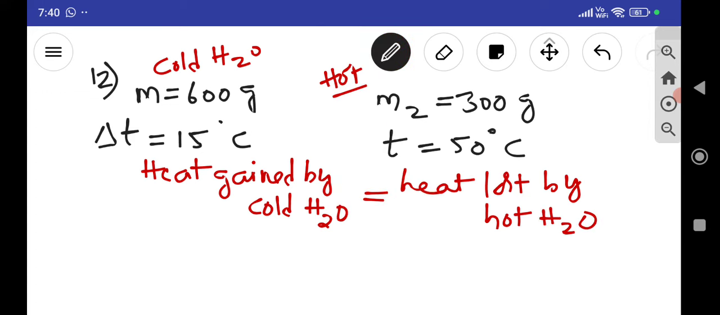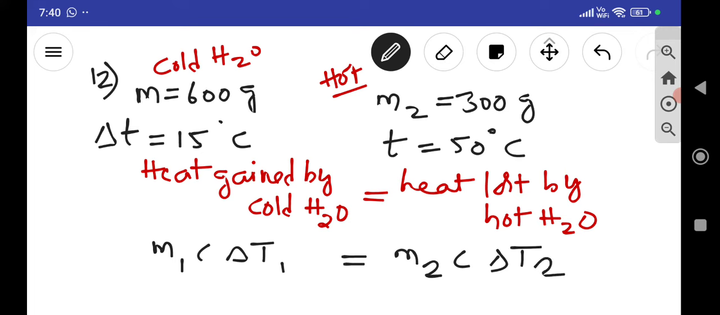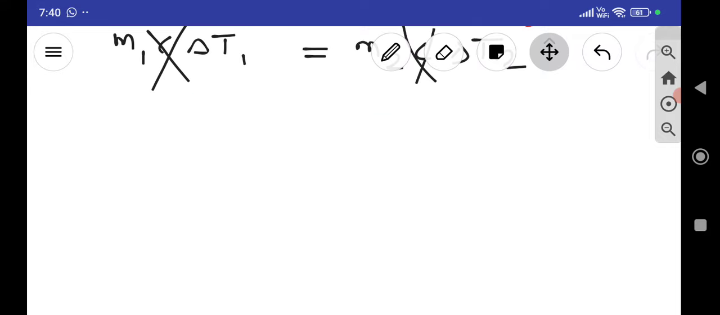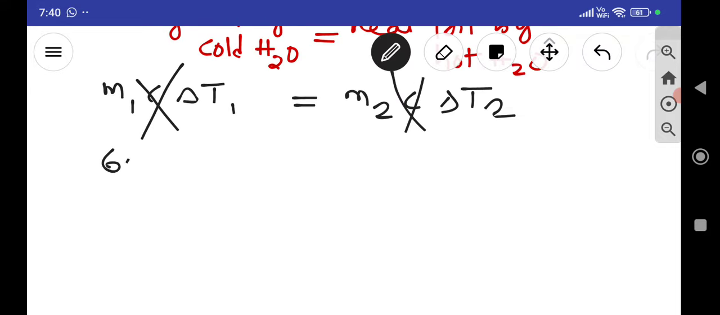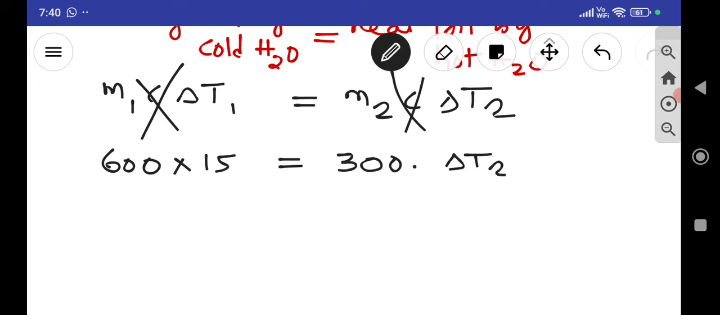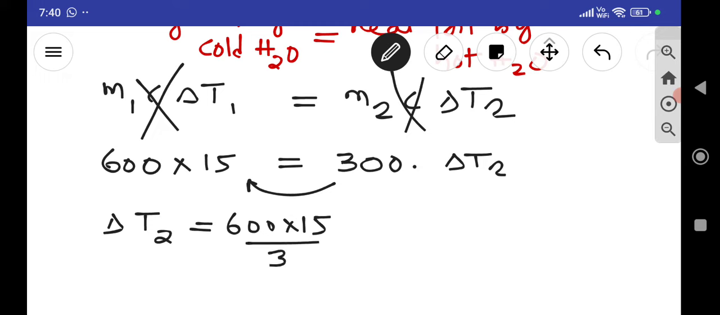If you write the formula, we can take it as M1 C delta T1 is equal to M2 C delta T2. Because C is the same, cancel out C and substitute the other values. So we write mass 600 into 15 is equal to 300 into delta T2, which we don't know. Send 300 to the other side and we get delta T2 is equal to 600 into 15 divided by 300. So therefore delta T we can find as 30 degrees Celsius.